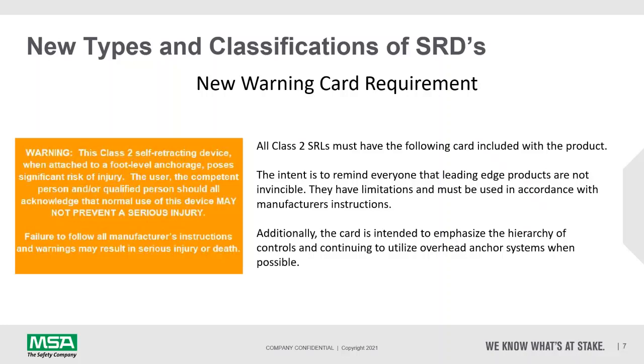The card also really does intend to emphasize the hierarchy of controls when it comes to fall protection, meaning you should really try and utilize an overhead anchor system or anchor point when possible versus tying off at foot level if you can. So this warning card's intent is really just to remind people of those limitations and to really think through their application before using a Class 2 SRL.